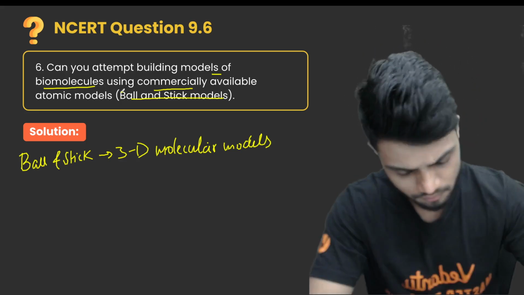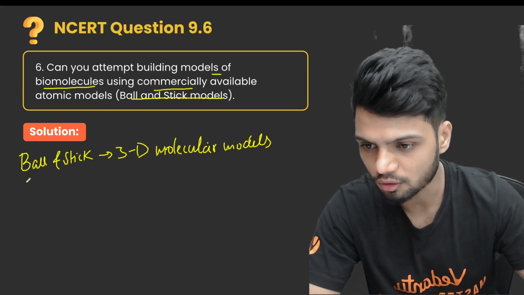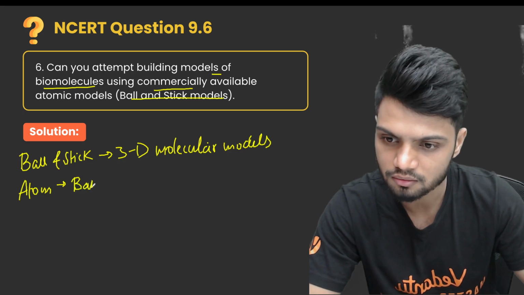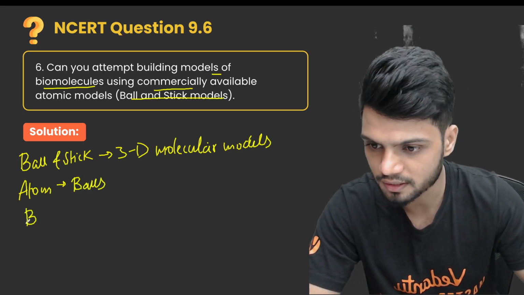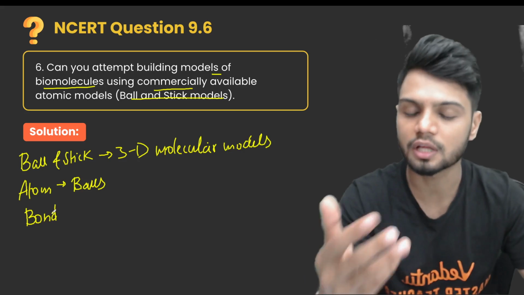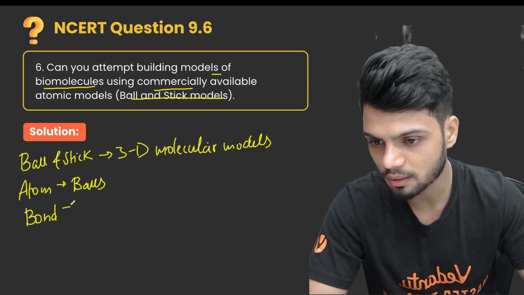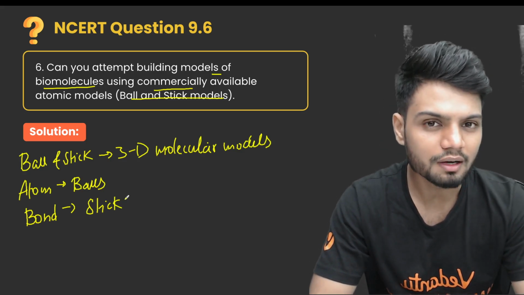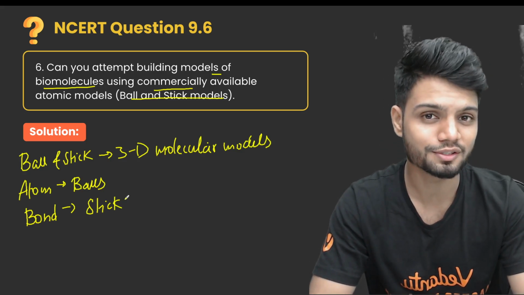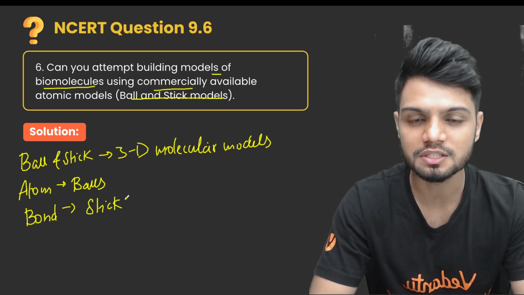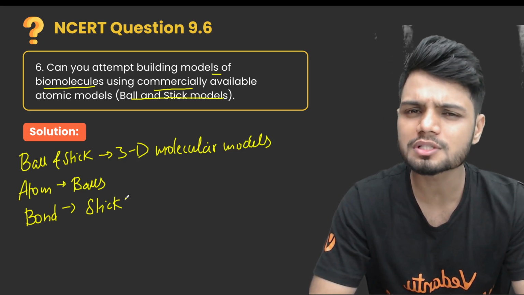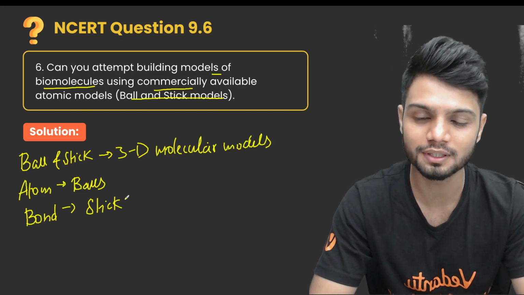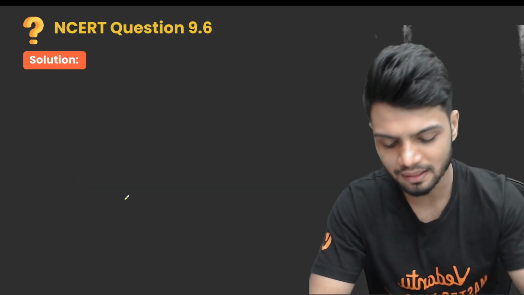So not just in biology, even in chemistry, atoms are usually represented as balls, while the bonds between them are usually represented with the help of sticks. They don't show the type of bond, but they show the bond. So that is the basic arrangement. Now let me quickly draw and show you one of such models. Let's take the simplest biomolecule in your entire biomolecules chapter, that is glucose. Let's make a structure of glucose.